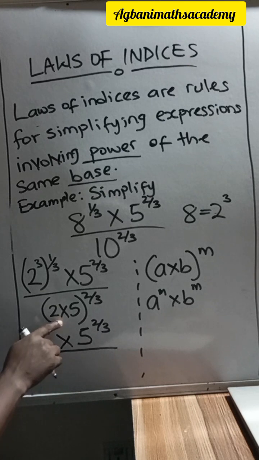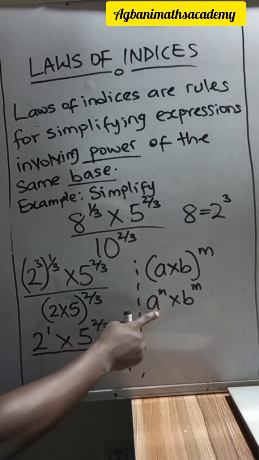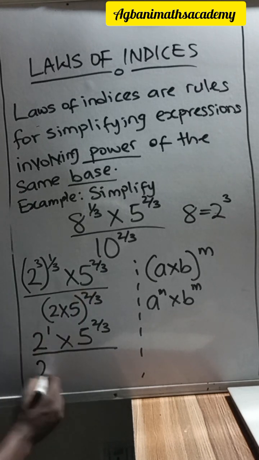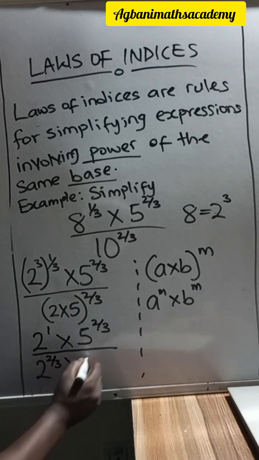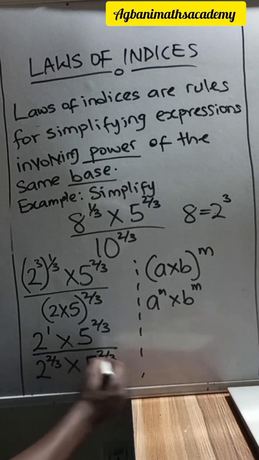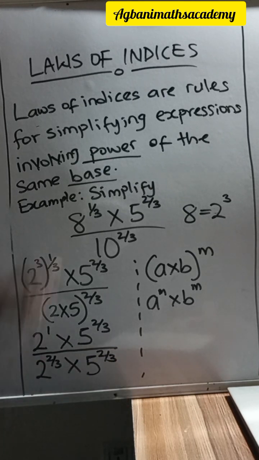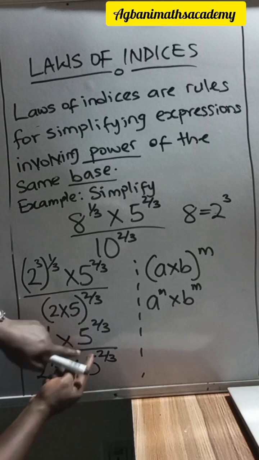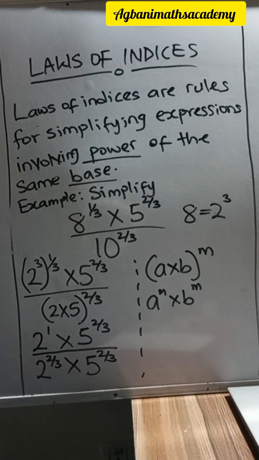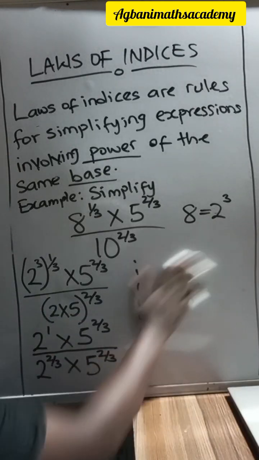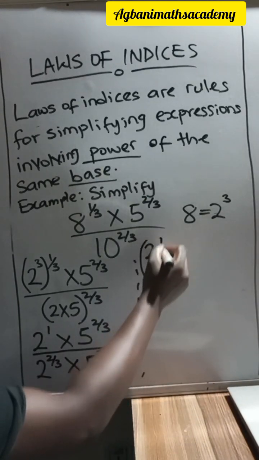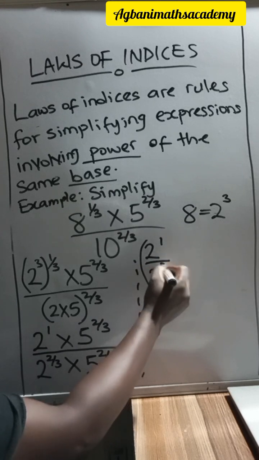divided by, let's separate this now, just as we did there. So this will be 2 to the power of 2 over 3 multiplied by 5 to the power of 2 over 3. So now we are getting close. Remember, same base. Now look at these two, they are the same base. And look at these two, they are the same base. So we can continue. This can be written as 2 to the power of 1 over 2 to the power of 3 over 2.